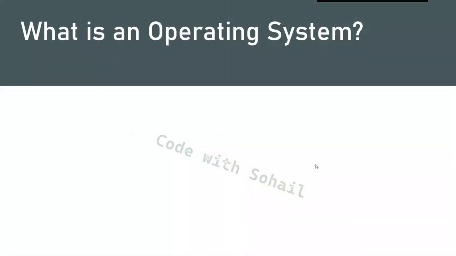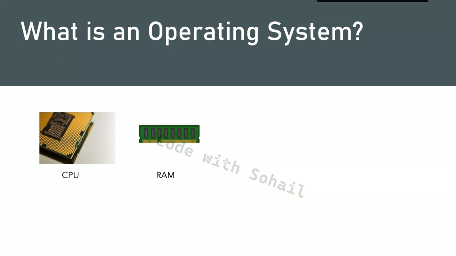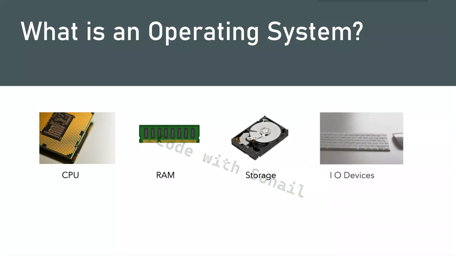Alright, let's start with the basics. Your computer is made up of hardware, things like CPU, RAM, storage, and input and output devices like keyboard, mouse, and screen. But these are just components. How do they actually work together? That's where the operating system, or OS, comes in. Think of it as a manager of your computer. It handles everything, deciding which application gets CPU time, managing memory, and making sure your files are stored properly.